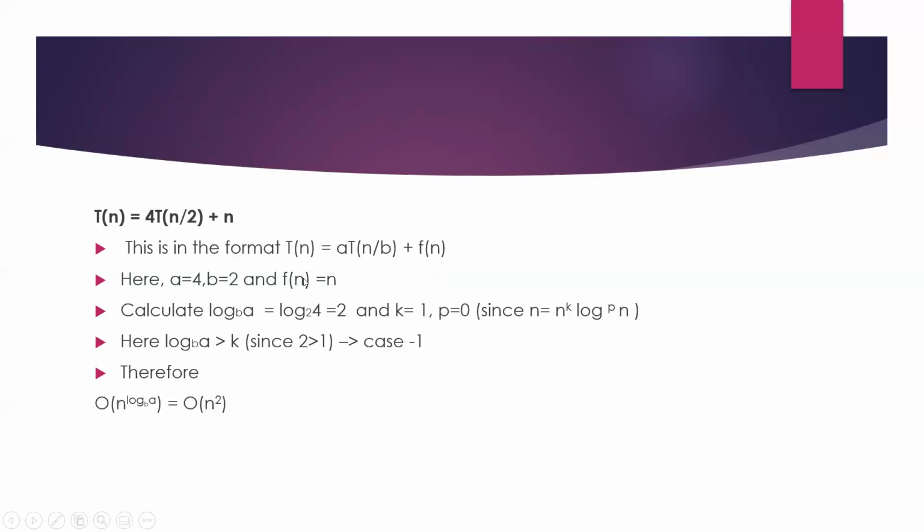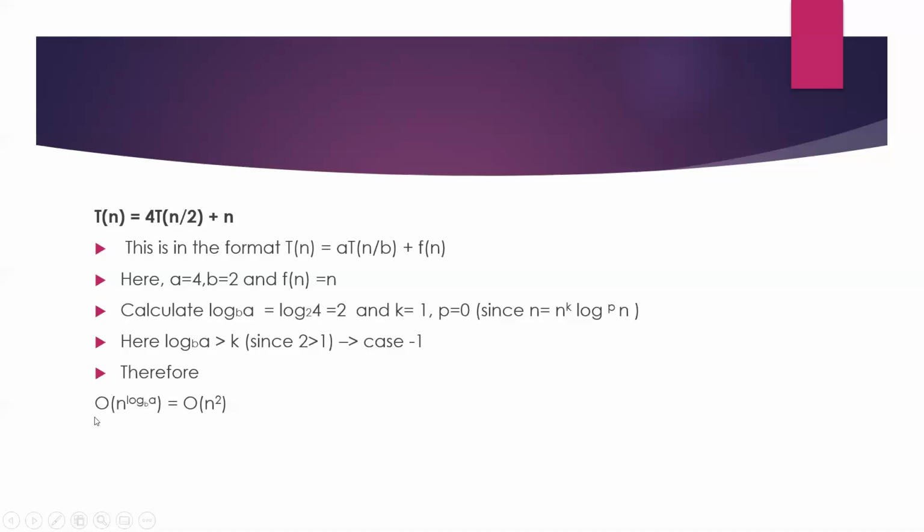And comparing f of n, that is n, with n power k log p to the base n, from here we can get the k value as 1, and since there is no log expression over here, this entire part is going to be 1, from which we can obtain that the p value is 0. So here log a to the base b is calculated as 2, which is greater than the k value, that is 1. So log a to the base b is greater than k, so this falls under case 1.